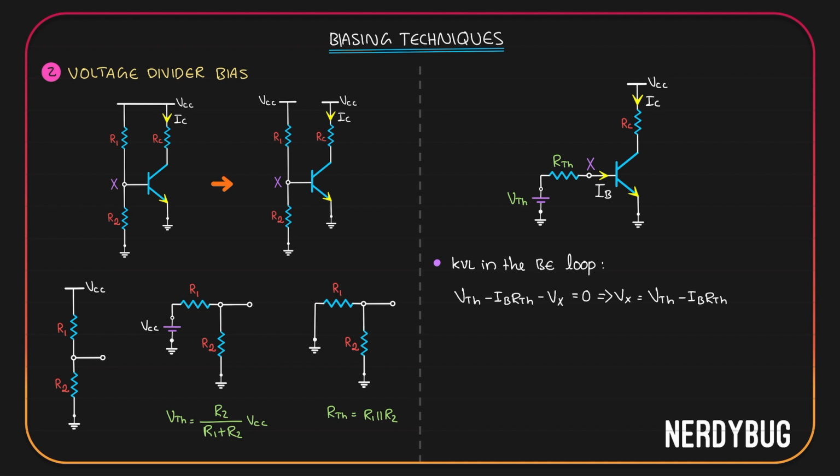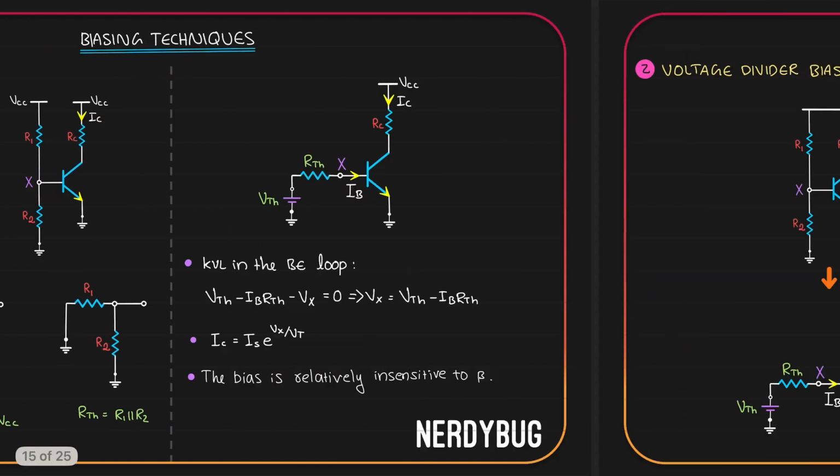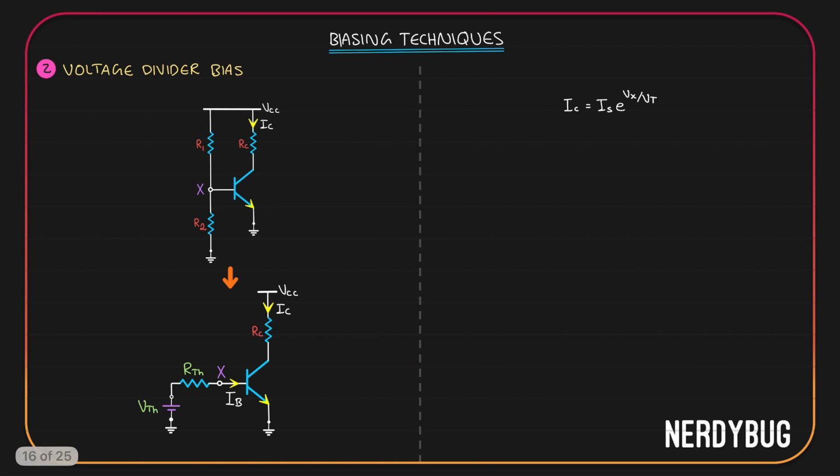Using this, we can write the expression for the collector current. The collector current is IS e raised to VBE by VT or IS e raised to Vx by VT, and this makes our bias relatively insensitive to the value of beta. All good. Let us try something else. We got IC is IS e raised to Vx by VT.